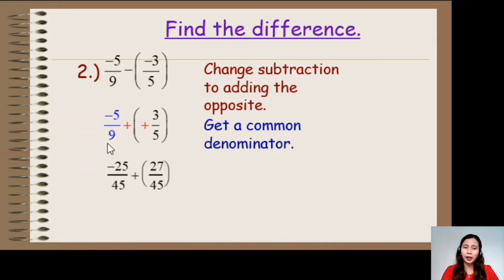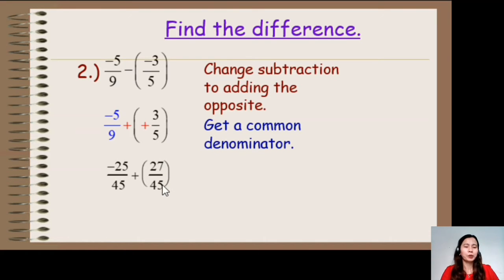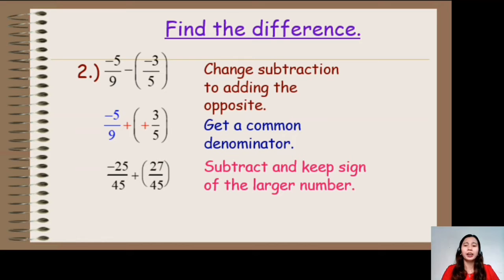So this time, let us rename. 45 divided by 9 times negative 5. So that is negative 25. How about this? 45 divided by 5 times 3. Because 45 divided by 5 is 9 times 3, that is 27. So since they are similar fractions, we can easily add. Copy the denominator and add or subtract the numerators.